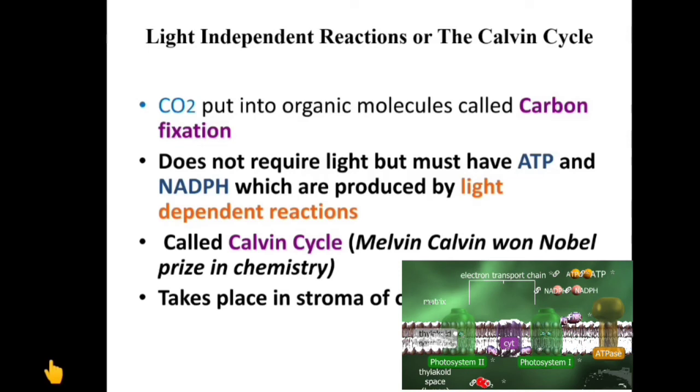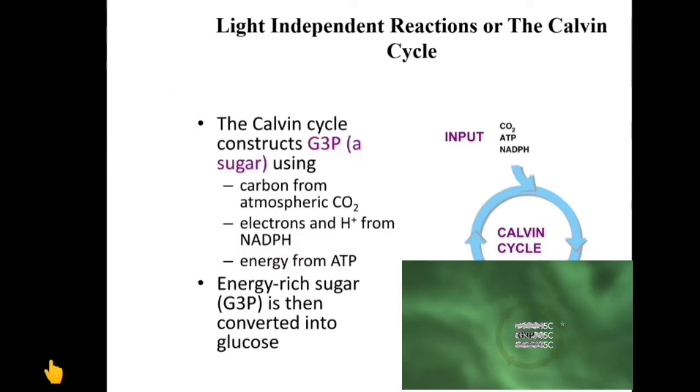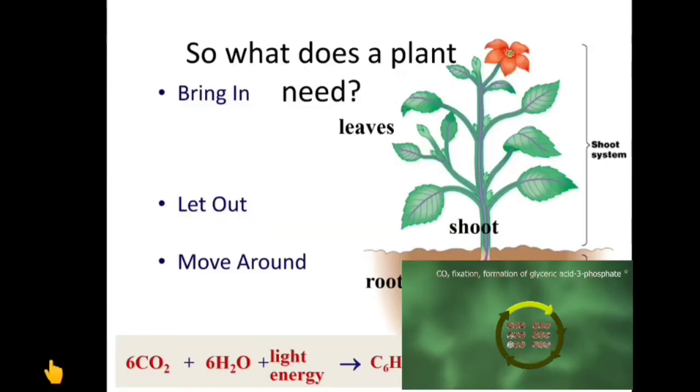Carbon dioxide put into organic molecules is called carbon fixation. It does not require light but must have ATP and NADPH, which are produced by light dependent reactions. It is called the Calvin cycle and takes place in the stroma of the chloroplast. The Calvin cycle constructs a sugar using carbon from atmospheric carbon dioxide, electrons and H+ from NADPH, and energy from ATP. Energy rich sugar is then converted into glucose.